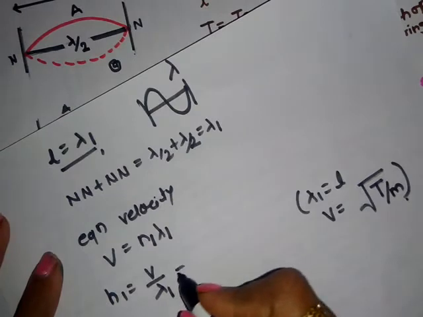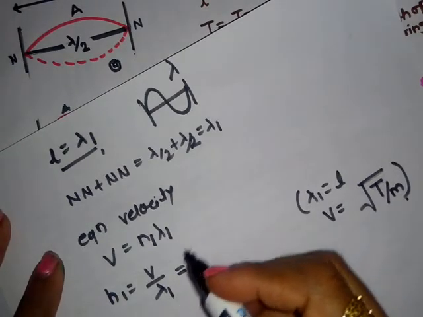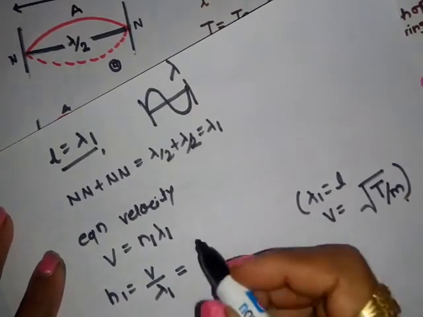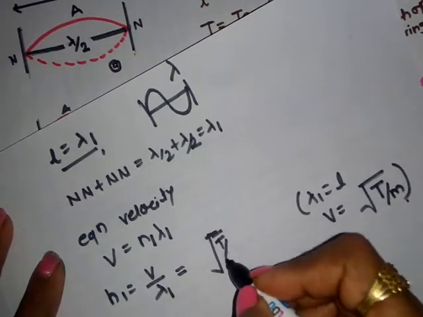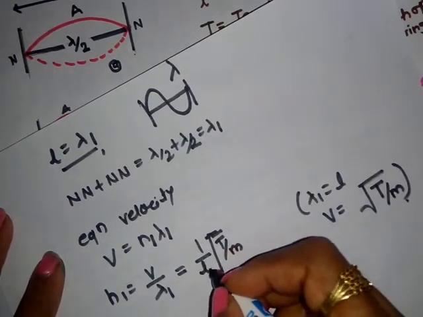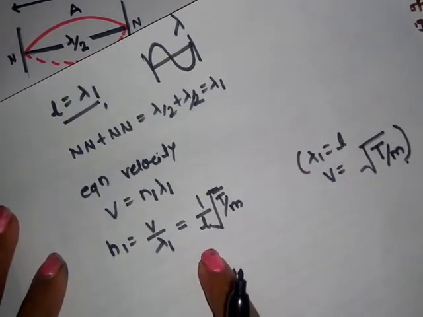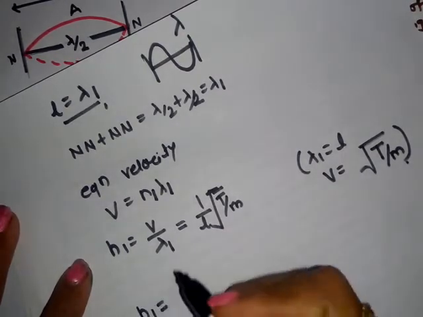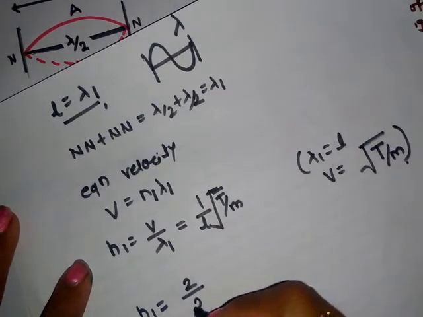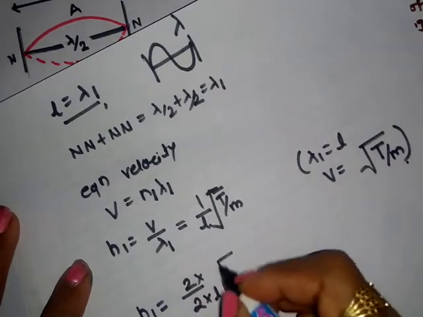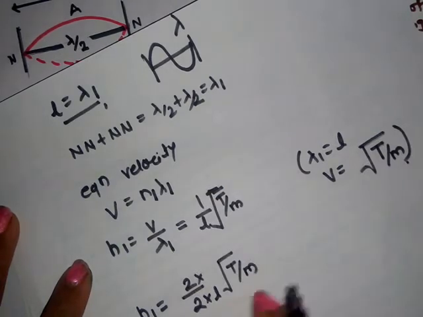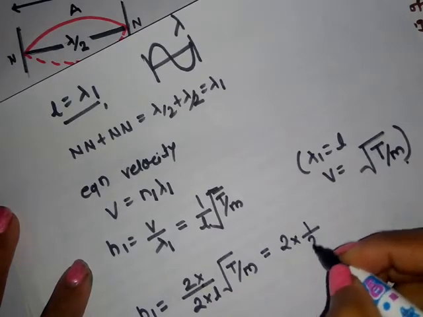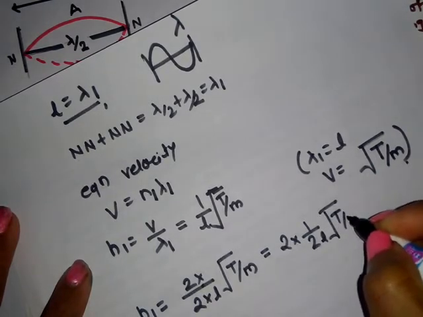Now substituting these values, the value of V as root T by m and lambda 1 as L. Now here I will arrange this equation in such a manner. n1 is equal to, multiplying and dividing this equation by 2, the new form of this equation is, in this way, 2 into 1 upon 2L under root of T upon m.